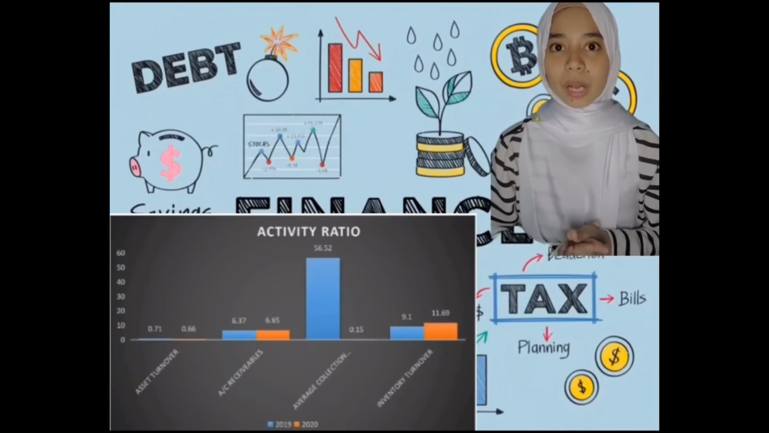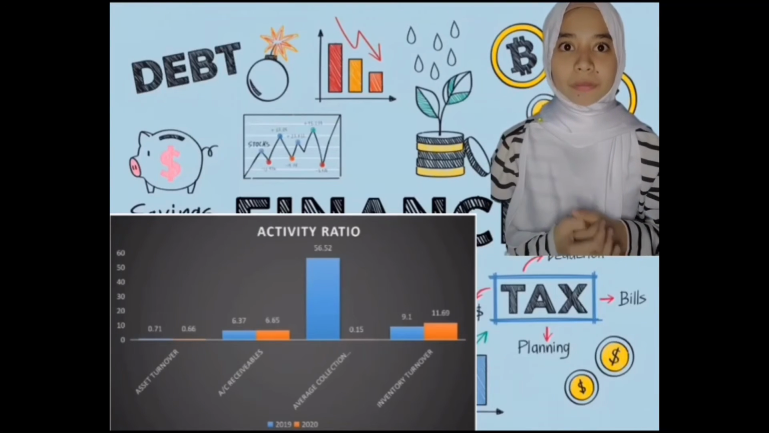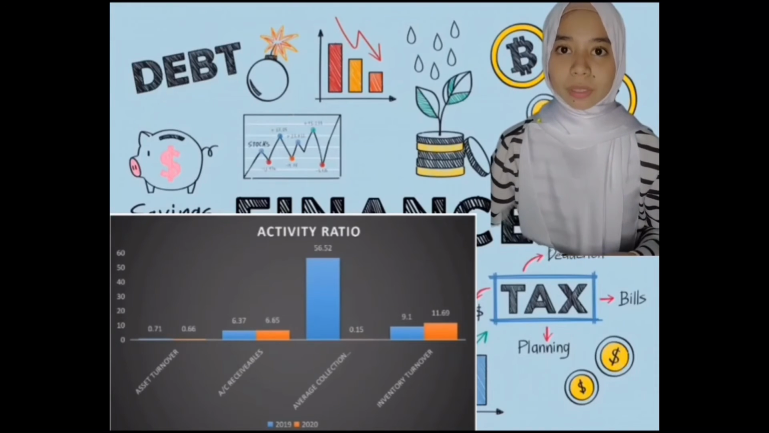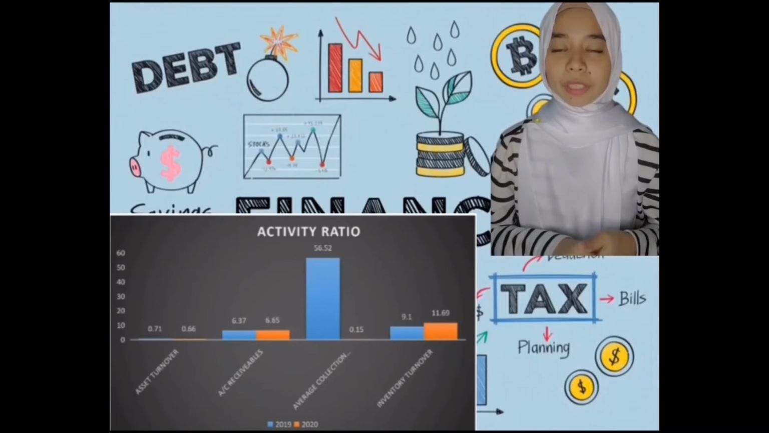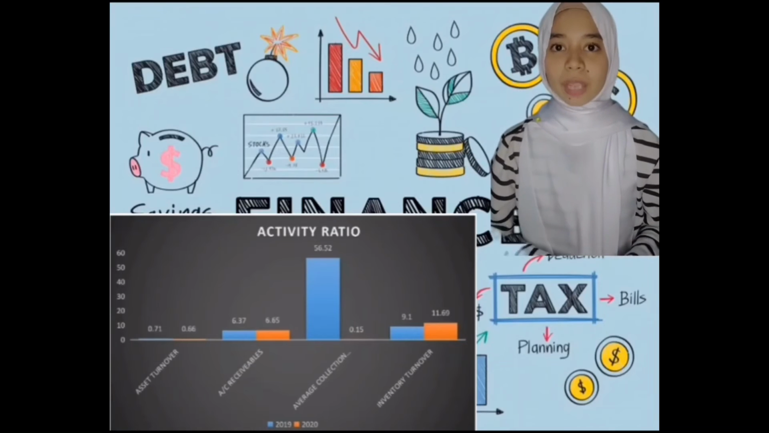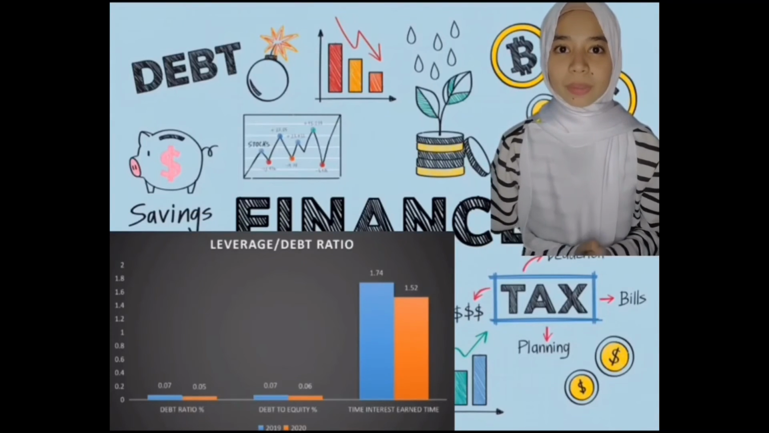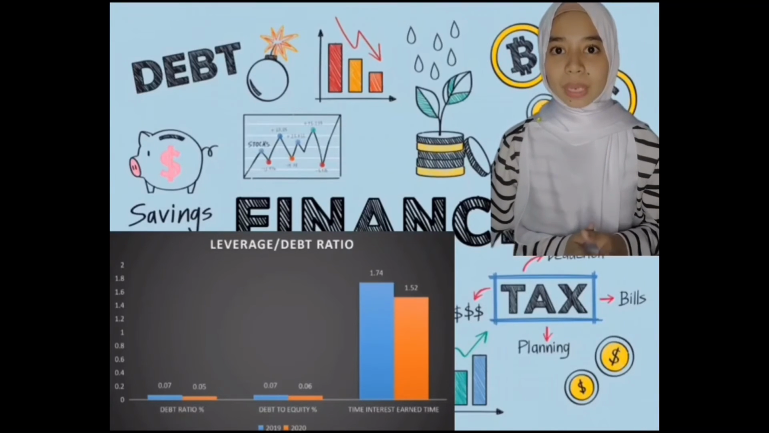Secondly, activity ratios are often used to measure how efficiently a firm uses its assets. It has asset turnover, accounts receivable turnover, average collection turnover, inventory turnover, and fixed asset turnover. Furthermore, the leverage ratio shows how a firm uses debt as a source of financing and its ability to service debts.